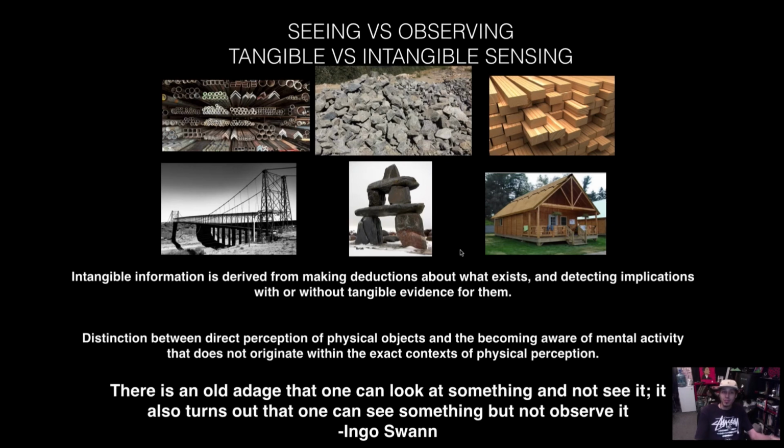This is the whole idea of tangible and intangible sensing. So we have physical perception. Obviously, our physical eyeballs can see physical objects and we can touch them and so on and so forth. But there's another type of perception that goes on along with the physical, and this is the idea of intangible sensing. Intangible information is derived from making deductions about what exists and detecting implications, and that's with or without tangible evidence for them.